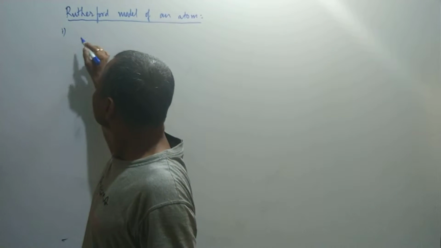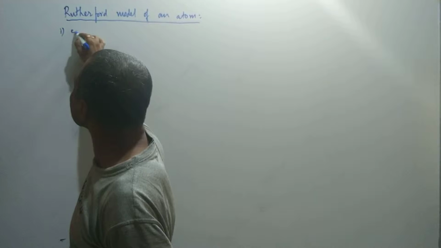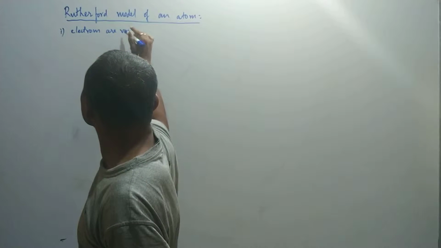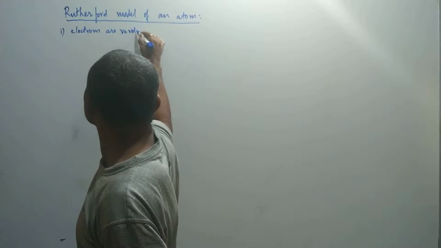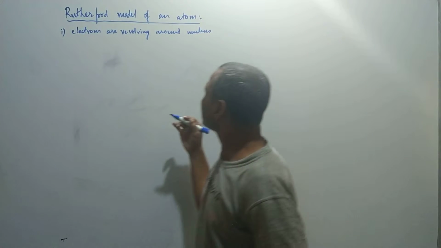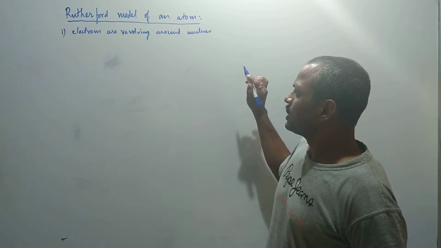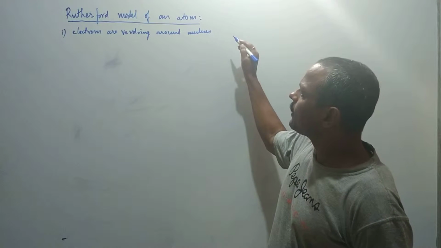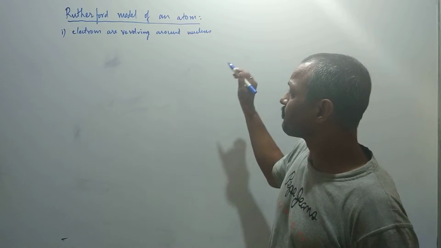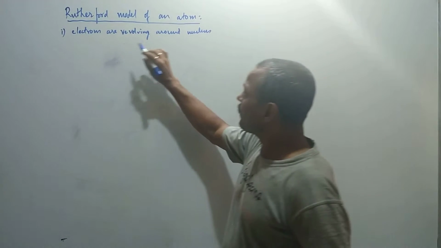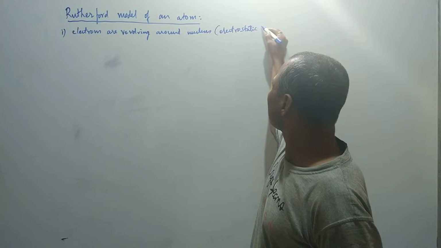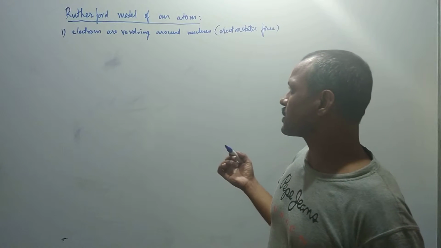One is that electrons are revolving around the nucleus with high speed. That means he considered the nucleus is at the center and the electrons are revolving around the nucleus, and both are held together by electrostatic force. It's also called a Coulombic interaction.